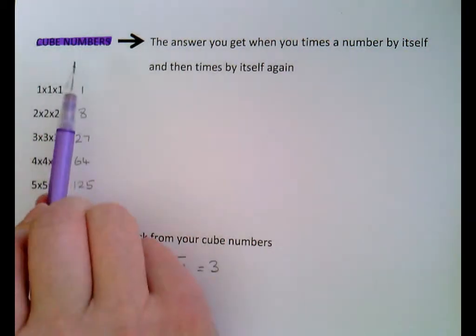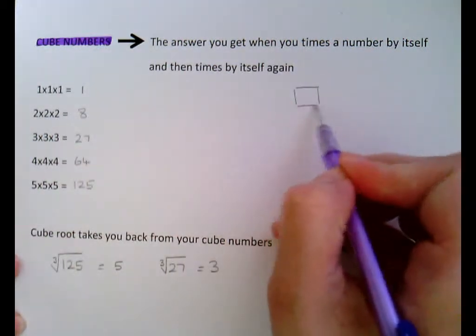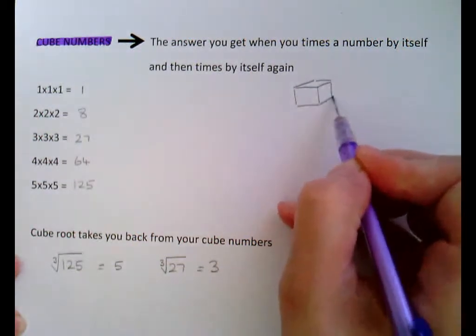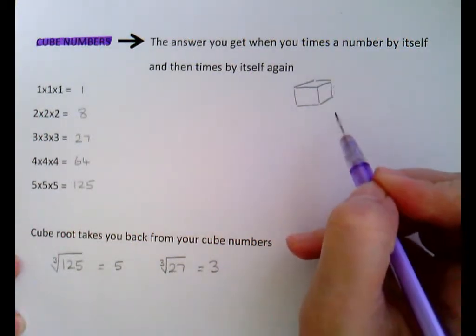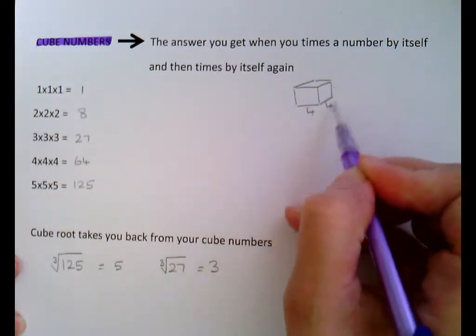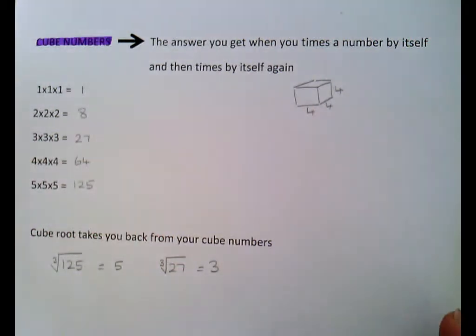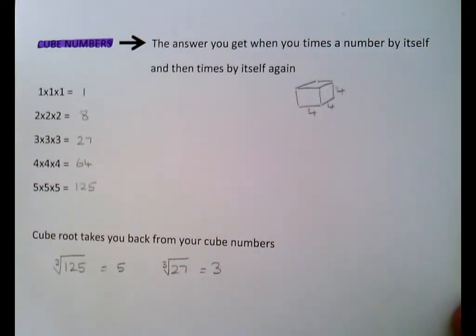I forgot to say the reason why these are called cube numbers is because cube, it's like a 3D square, and the length and the breadth and the height are all the same. And if you were wanting to find the volume of that, you would do 4 times 4 times 4 to get you 64. One more thing then before we move on to the next type of numbers.